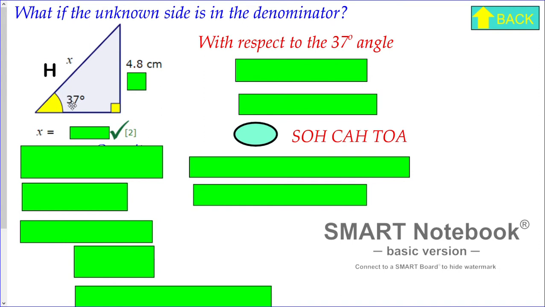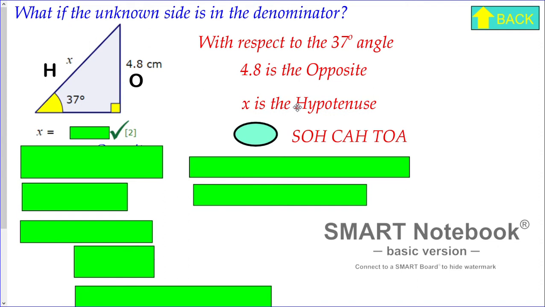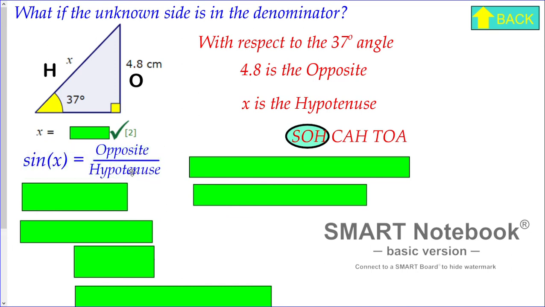Then I decide, with respect to my angle, what is the 4.8? It is across from, or the opposite side. It's on the opposite side of my reference angle. So we have 4.8 as the opposite. x is the hypotenuse. Which one do we use? Sine equals the opposite over the hypotenuse. So we use the sine. You write down your equation and substitute your values. The angle is 37 degrees. This will always be a number of degrees in our case. 4.8 is the opposite, divided by the hypotenuse, which is x.